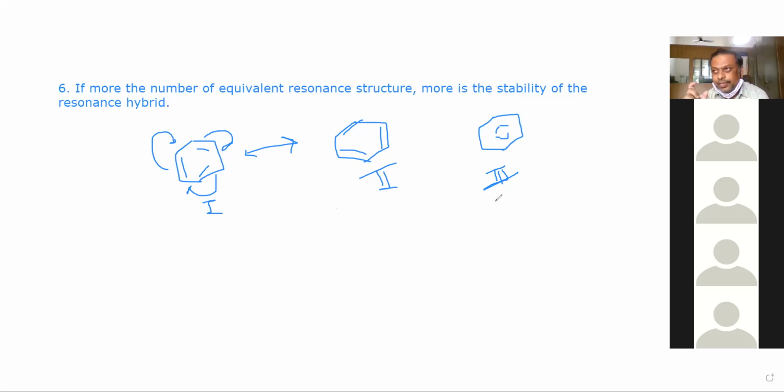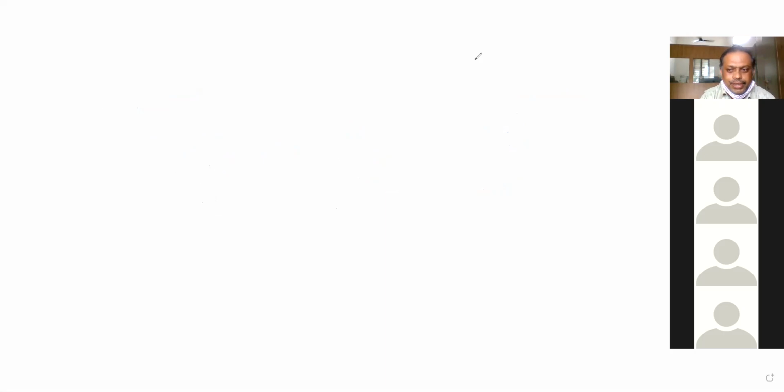म्हणजे जास्त equivalent structure असतील तर त्याच्यासाठी काय करायचं आपण? Resonance hybrid structure we should draw. This is rule number 6. Rule number 7.